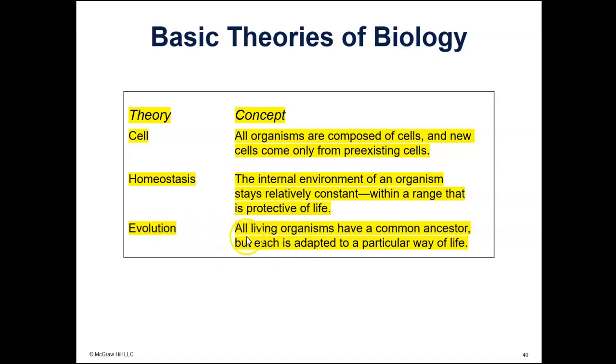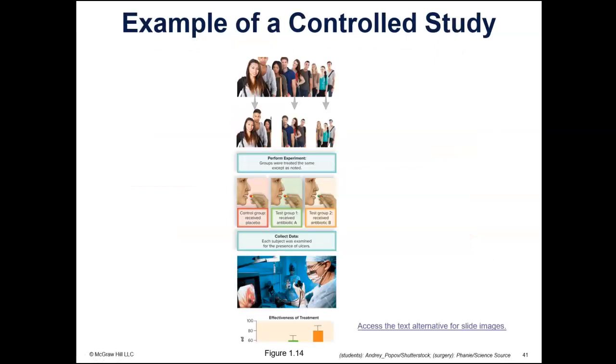So evolution says all living organisms have a common ancestor, but each is adapted to a particular way of life. And what's not here, that I always say, is that the definition of evolution is change in species traits over time. It's not worded that way, but the theory of evolution is not as controversial as a lot of people think it is, and there is much evidence to support it. Basically, it says change over time happens.